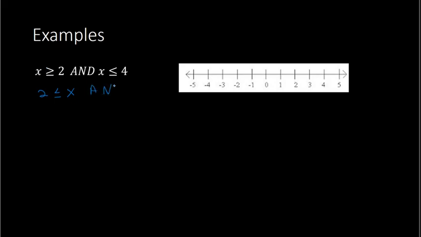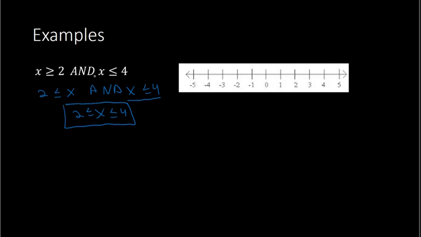Alright, and x is less than or equal to 4. So I made the sign both the same, where they're both less than or equal to. Alright, I can combine into one statement. So I take the 2 is less than or equal to x, combine that with x is less than or equal to 4. So starting at the x, I put a less than or equal to 4. So this would be my statement right here.